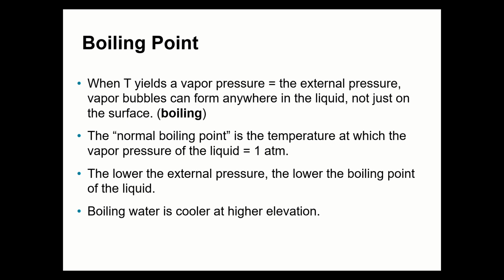Okay, so we've been talking about vapor pressure. Just keep in mind that when a temperature yields a vapor pressure that is equal to the external pressure, then we start to have vapor bubbles forming anywhere in the liquid, and that is the phenomenon that we call boiling. Right, and the normal boiling point is going to be the temperature at which the vapor pressure of the liquid is equal to 1 atmospheric pressure. So the lower the external pressure, the lower the boiling point of your liquid is going to be, which is why if we go up into the mountains, say into the Rockies, the boiling point for your water should be lower.